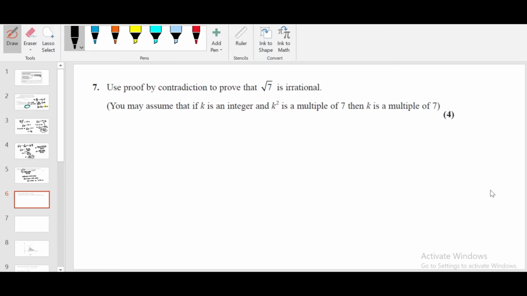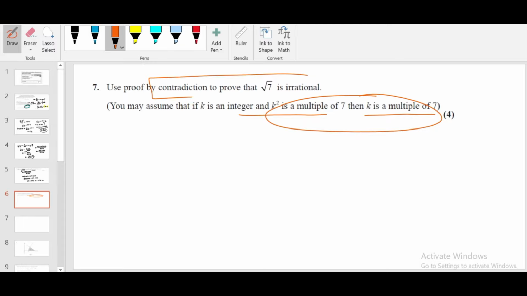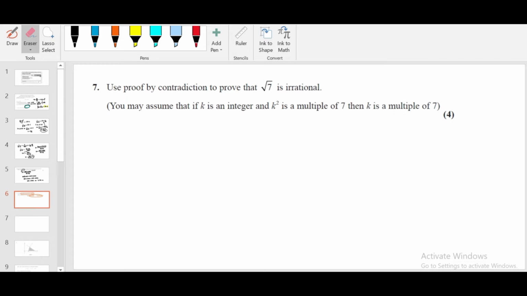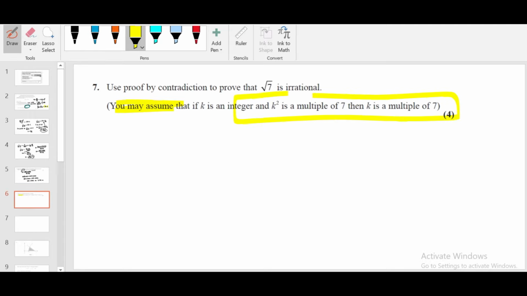That's one of the important questions from proof by contradiction. Usually this will be a part A question. Prove that if n square is a multiple of 7, then n is a multiple of 7. Because we need this proof in here actually. Proving square root of 7 is irrational needs this proof. So that's why usually they will put it as a part A and then part B. But in this case, you may assume that this is already true.